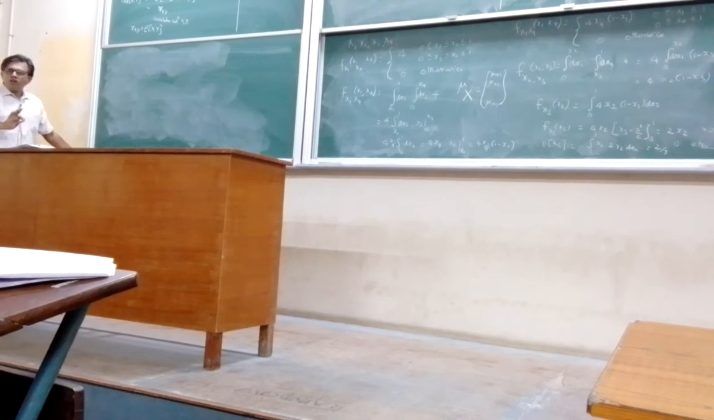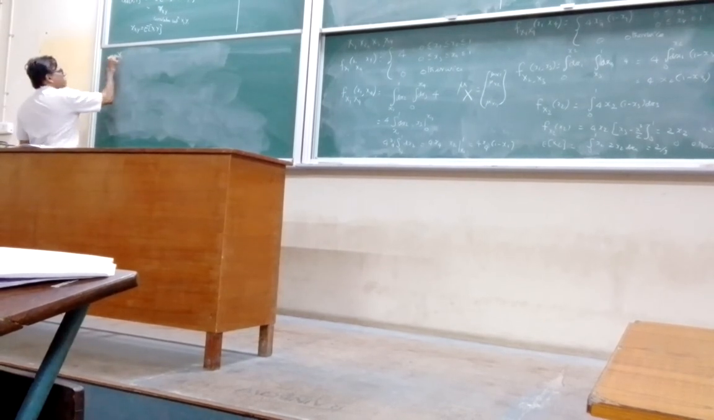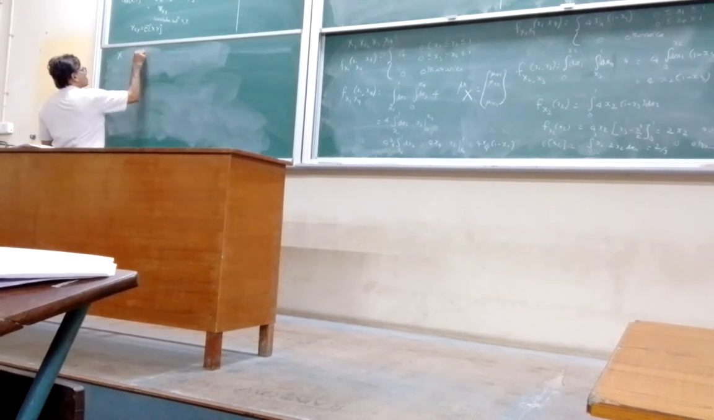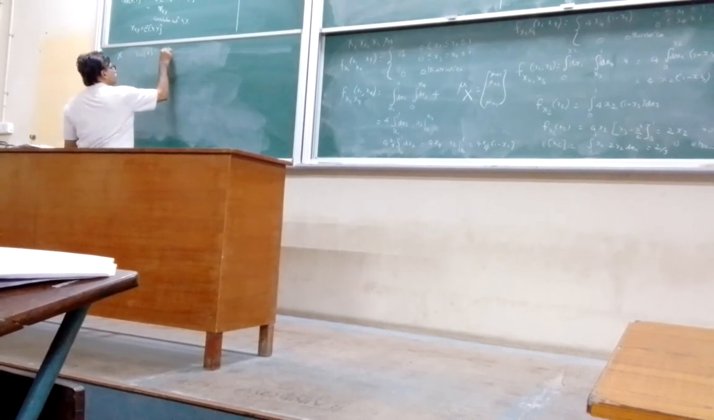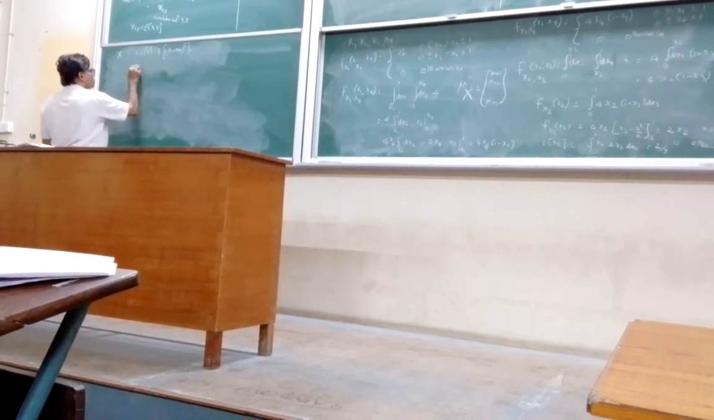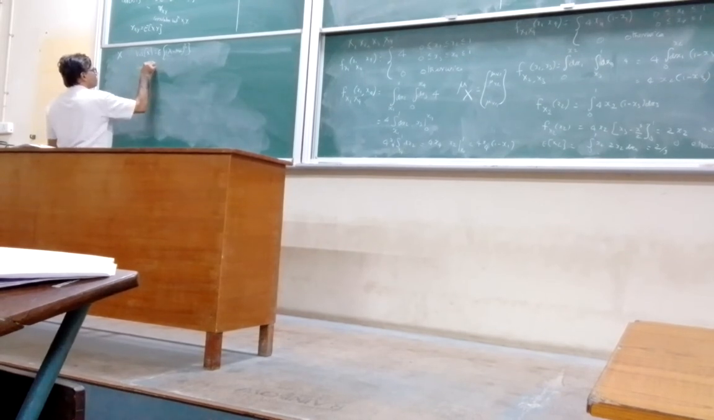Then, when we had one random variable x, we defined variance. What is it? X minus mu x, the whole square, expectation. If you had two random variables, we defined covariance.